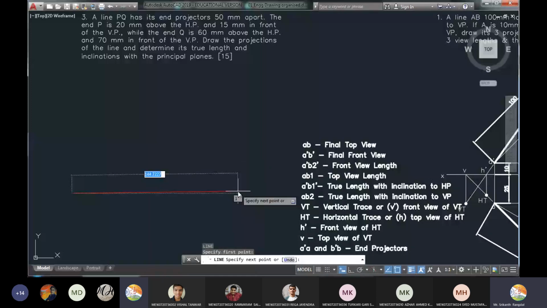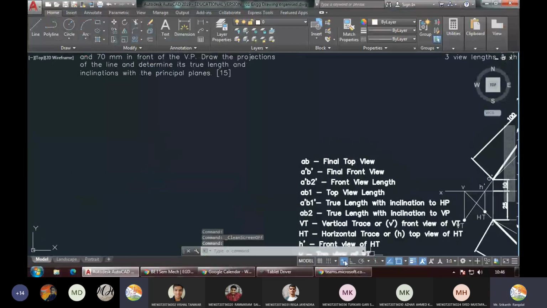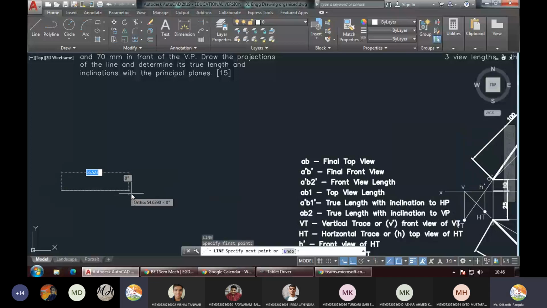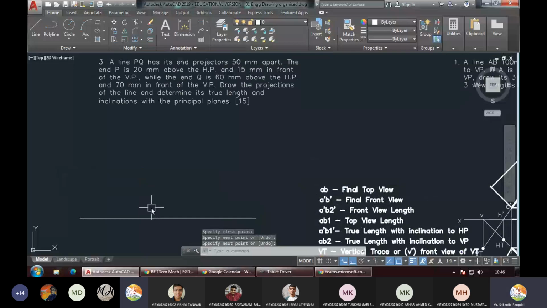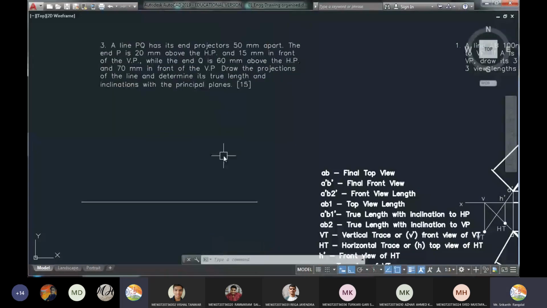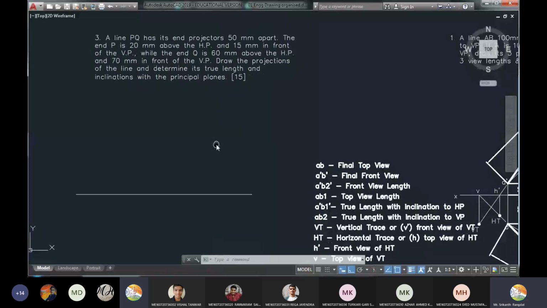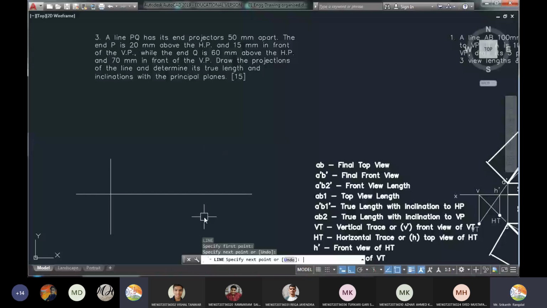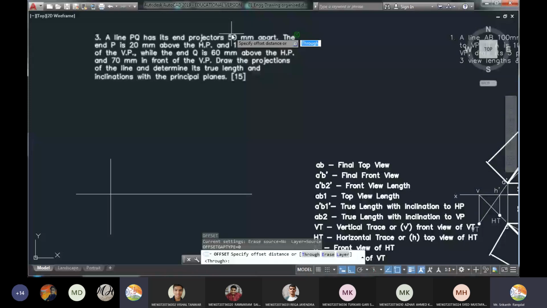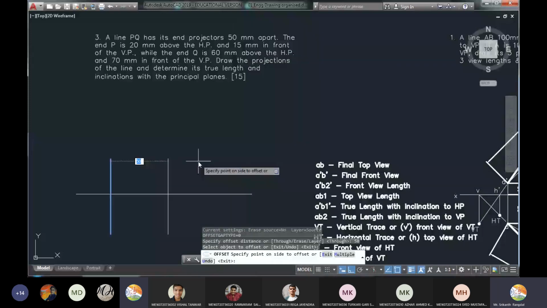Color has been changed. Okay. Ortho, I will keep it on. And of course, all the OSNAP settings should be on except nearest. So I will go ahead and draw a horizontal line. Now, one by one, I have to draw the details which are given to me. First of all, he has given the distance between end projectors. So I will randomly draw a vertical line, and from this vertical line I have to take a gap of 50. So take offset, take 50. So this is the distance between end projectors.